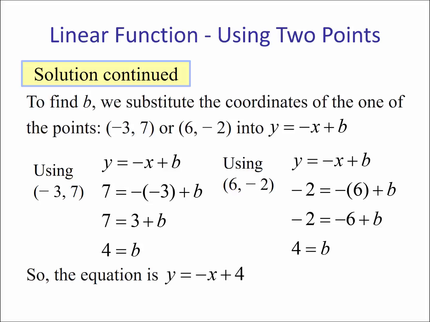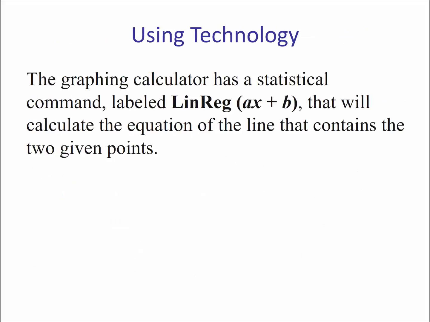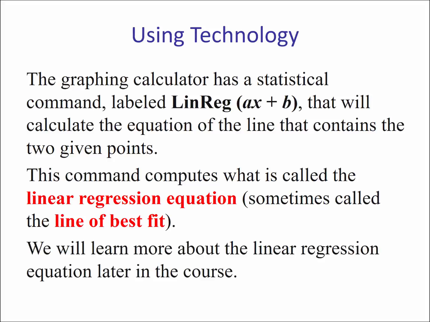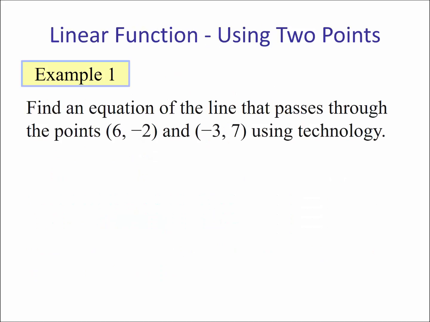Now let me show you how to do this using your graphing calculator. So the graphing calculator has a statistical command and it's labeled LinReg ax plus b. This is short for linear regression, and this is also known as the line of best fit. We will learn more about linear regression later on in the course, but for right now we will use this command to calculate the line containing the 2 given points. We're going to use the same points, (6, -2) and (-3, 7).